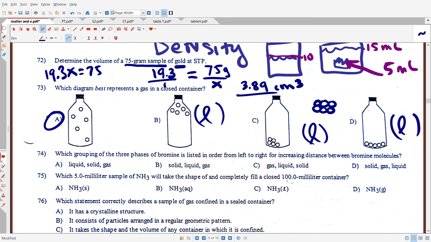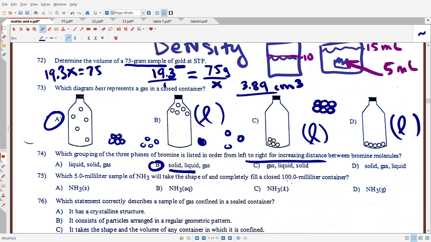Which grouping of the three phases of bromine is listed in order from left to right for increasing distance? Well, let's talk about a solid. A solid is close together. Then you have a liquid, which is a little bit far apart, so it's increasing distance. And then a gas is really far apart, so that's increasing distance between the molecules: solid to liquid to gas.